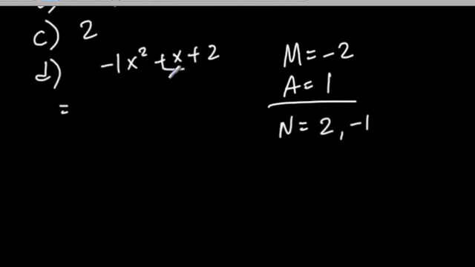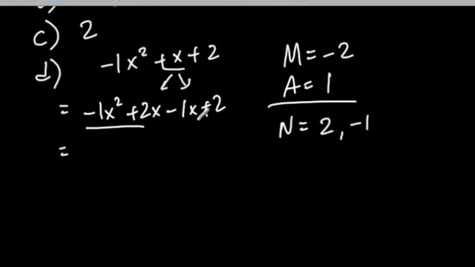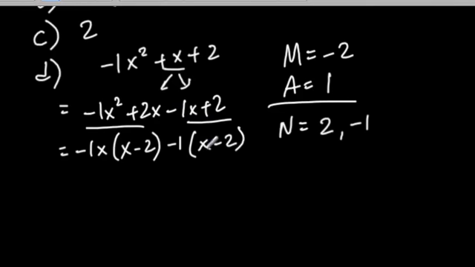So this middle term will split, okay? So it's negative 1x squared plus 2x minus 1x plus 2. And if we group these, what's going to come out is negative 1x, and it's going to be x minus 2. And we factor out negative 1, and it's going to be x minus 2. And we know we're on the right track because those two are similar. So it becomes negative 1x minus 1 and x minus 2.